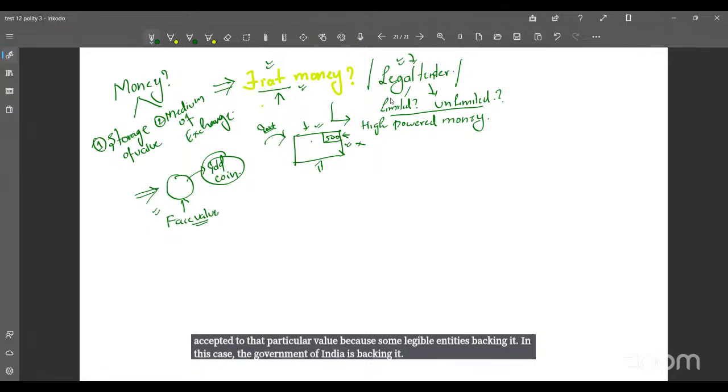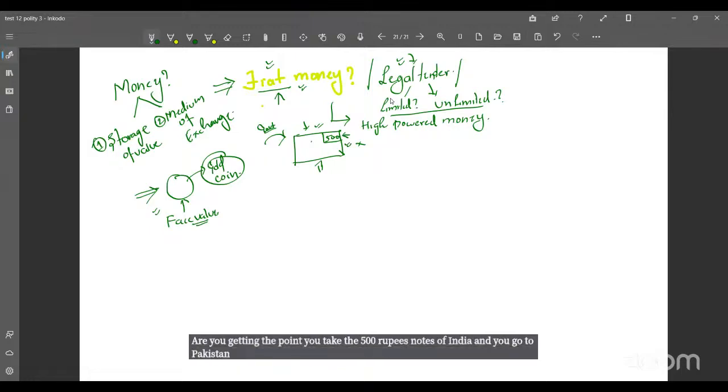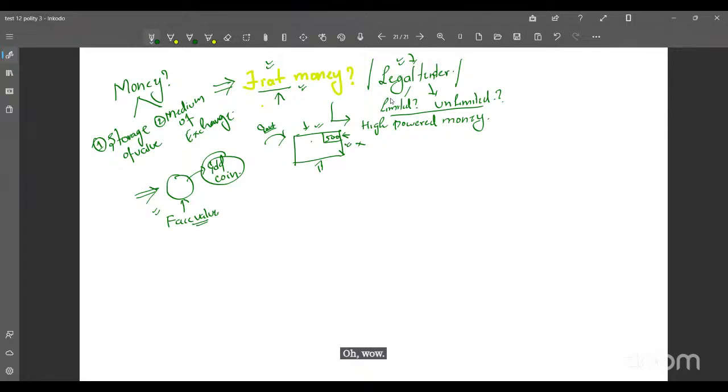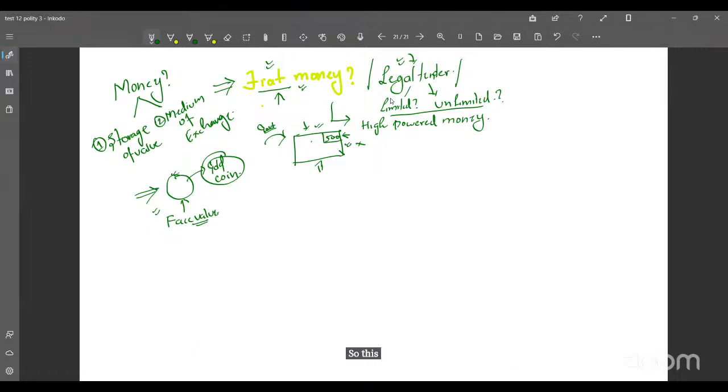Are you getting the point? If you take 500 rupee notes of India and go to Pakistan and try to spend them, you cannot, because they don't accept it. The authority of the Indian government is limited to the territory of India. So the 100 rupee note of Indian currency would be legal only in the territory of India, where we accept the authority of the government. Are you getting the point? So this is what you need to keep in mind. This type of money is what we call fiat money. So this is the money without intrinsic value, backed by the government.